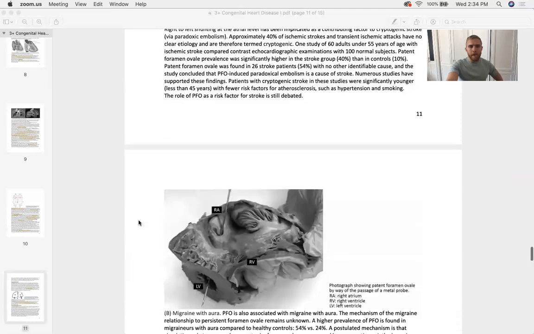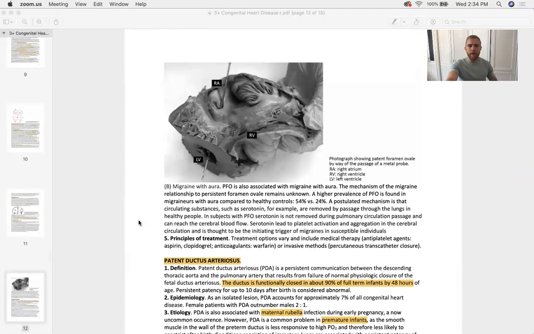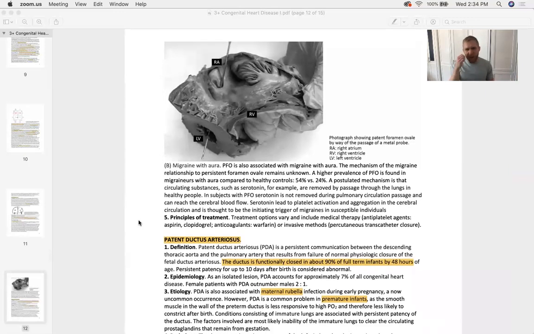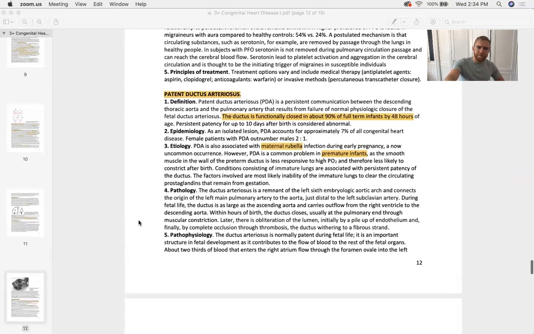The other major complication of a PFO is a migraine with aura. I didn't highlight anything there because it's just like, okay, know that patent foramen ovale patients present with migraines, severe migraines, and they'll have auras too. That's another thing. So treatment options vary. We can treat it pharmacologically. I'm sure that we'll have a lecture on that.